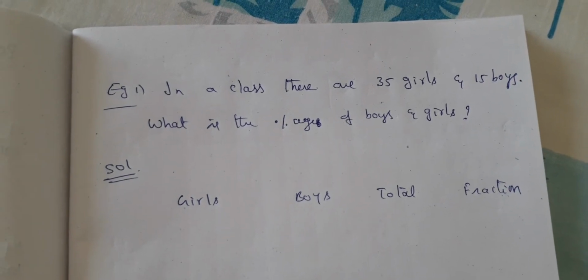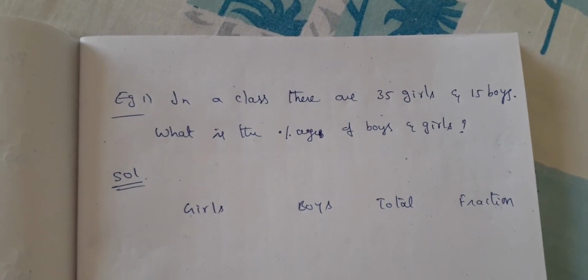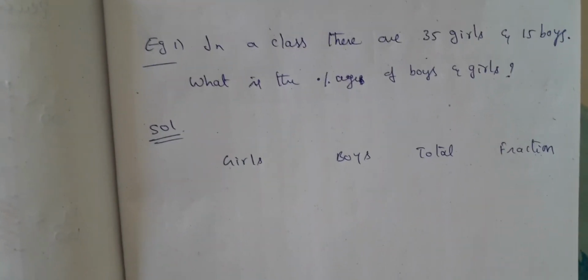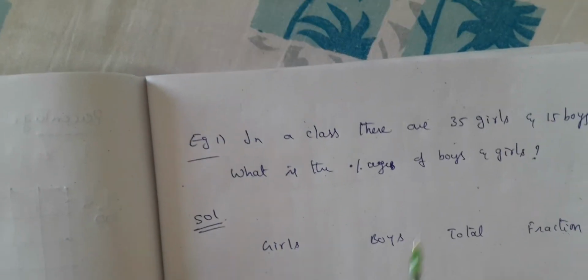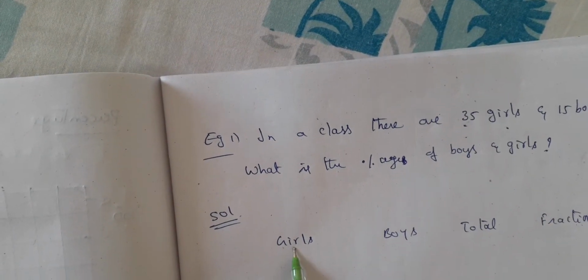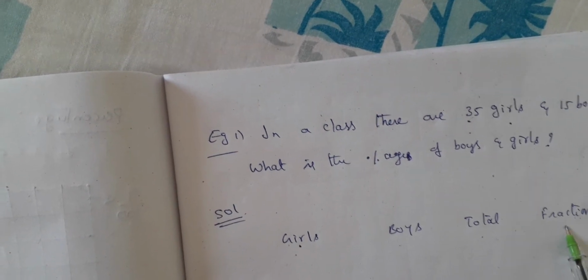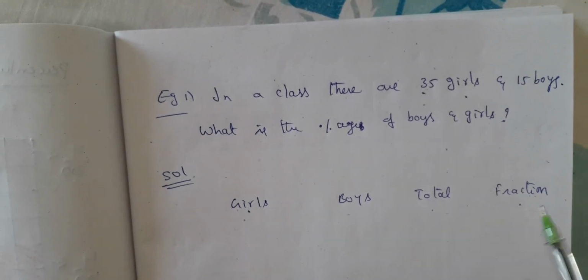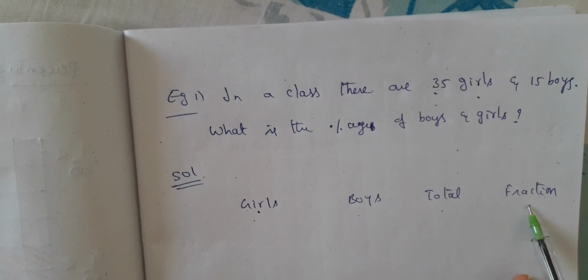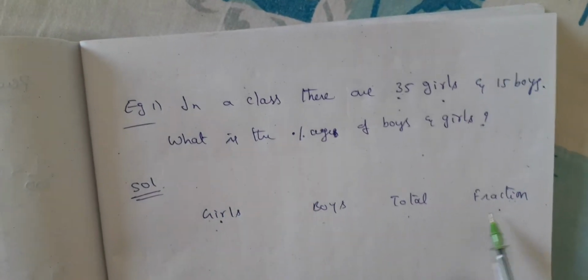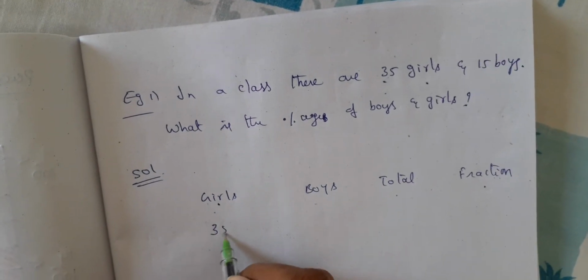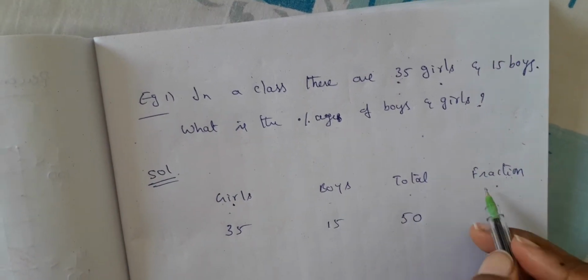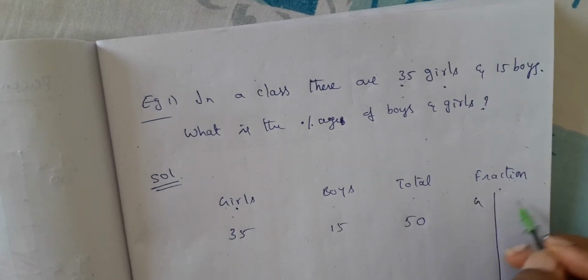Now let us see the example. In a class, there are 35 girls and 15 boys. What is the percentage of boys and girls? So what is given? In a class, 35 girls are there. Let us make girls, boys, total fraction. It will be easy for you to understand. In the same manner as the previous example of squares, how many girls are there? 35. How many boys are there? 15. What is the total? 50. How do you write the fraction? So under fraction also, let us write girls and boys.